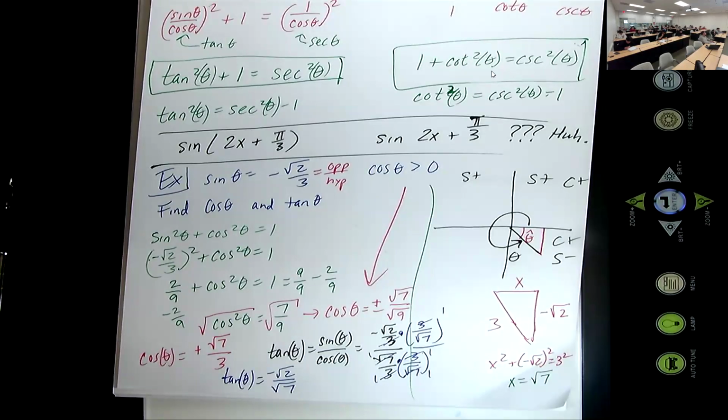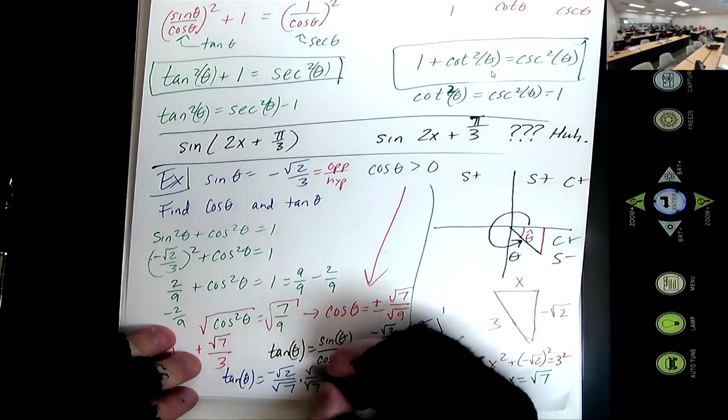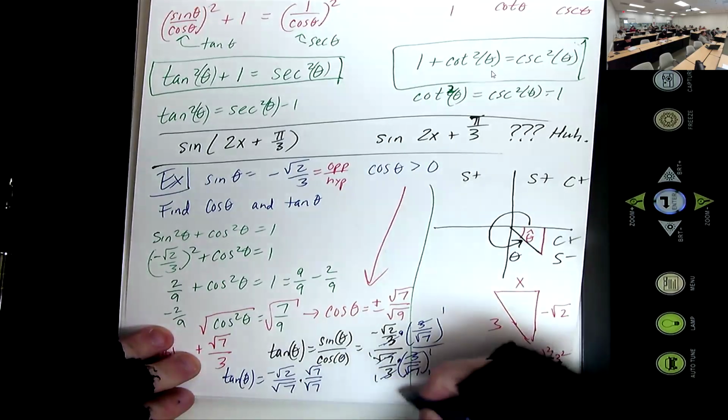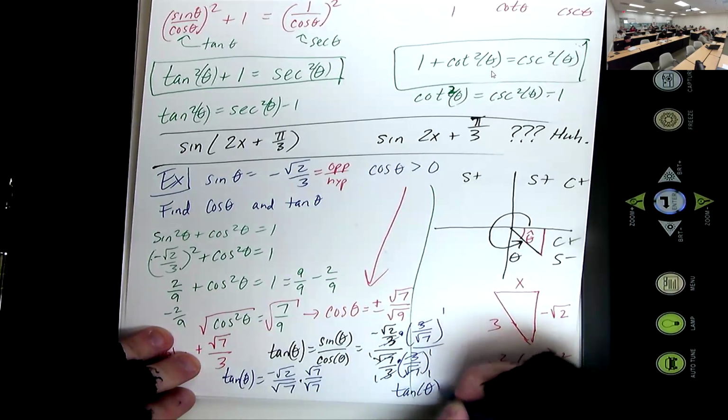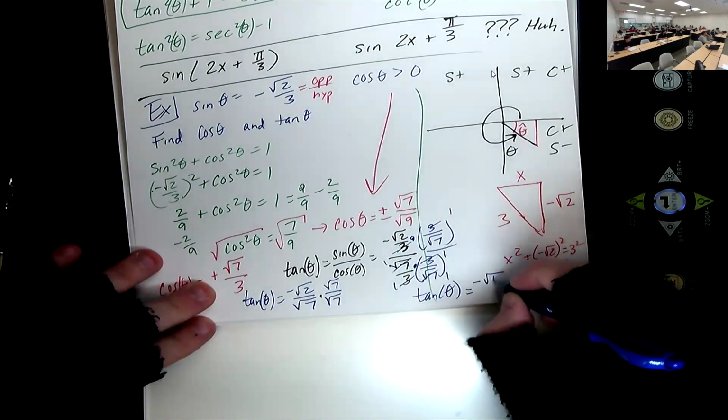And we don't like having radicals on the bottom, so we multiply top and bottom by square root of 7. And we get tangent theta equals negative square root of 14 over 7.